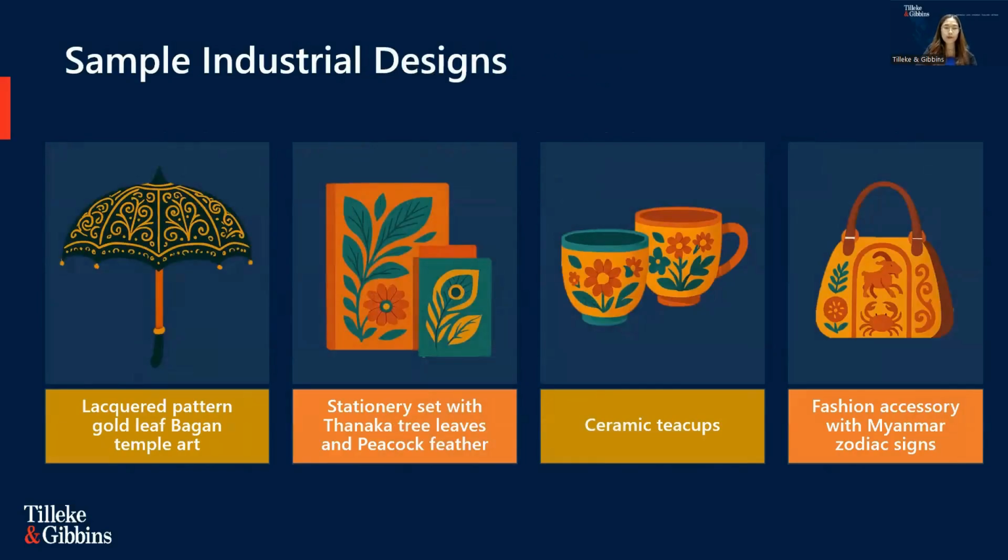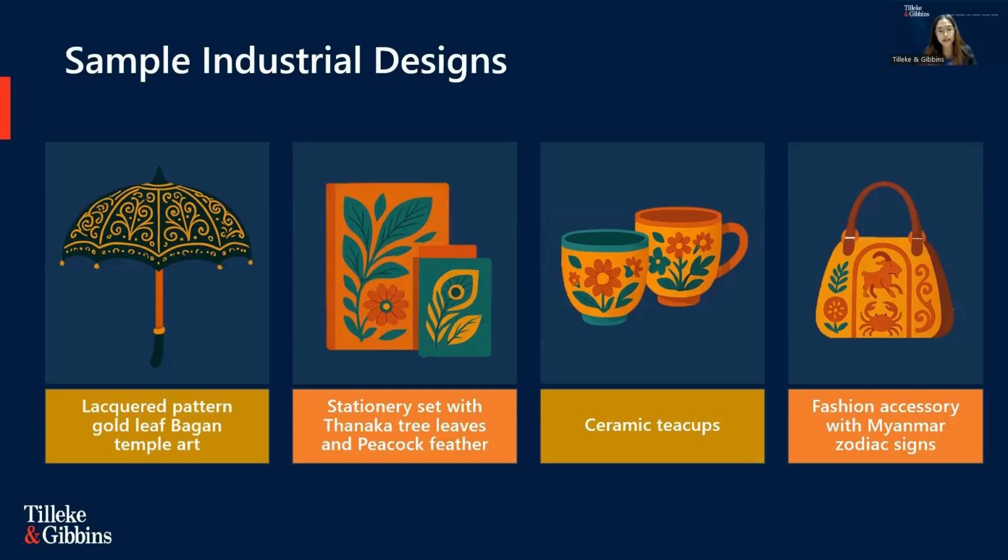Now we will show some examples of industrial design. These are related to Myanmar culture. So you can see Myanmar culture influenced temple design here. The first one is the umbrella. We created it with the Bagan temple art. So this is unique, and this can also be considered as industrial design if statutory requirements are met.